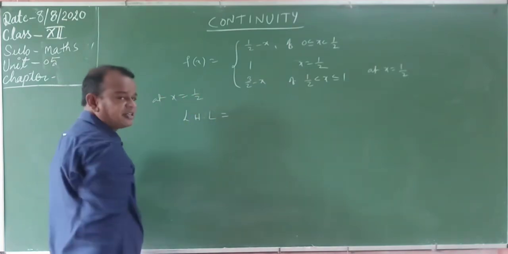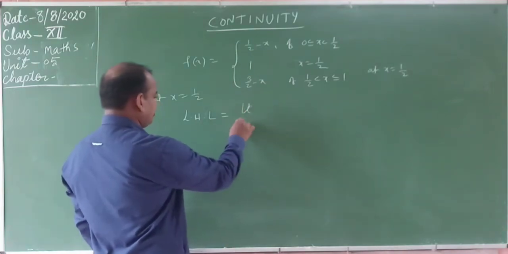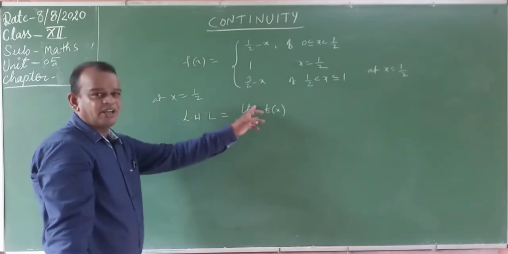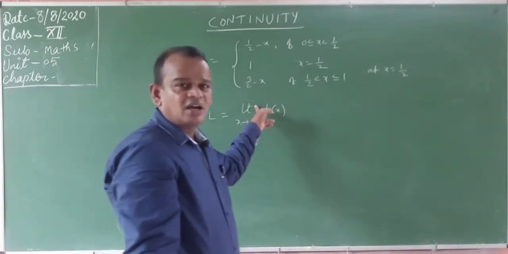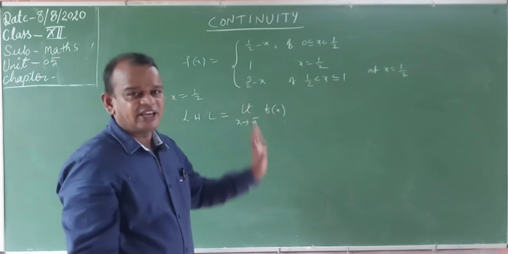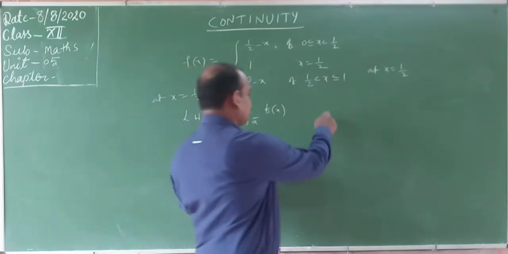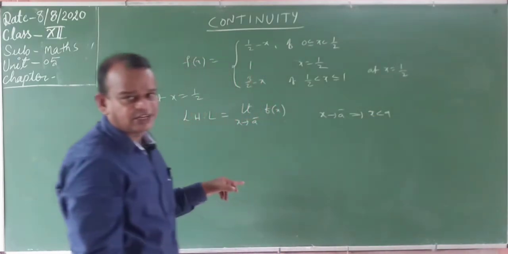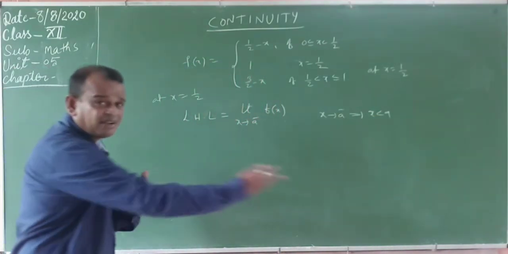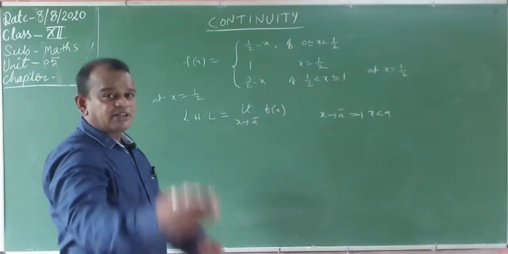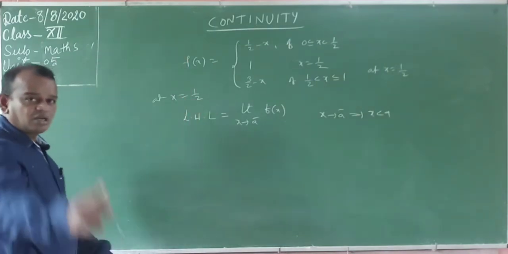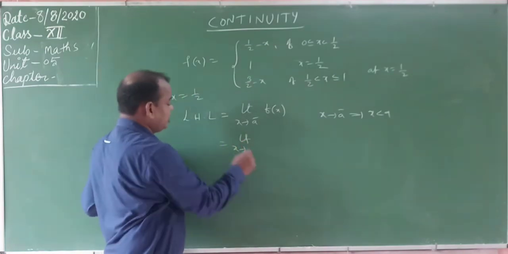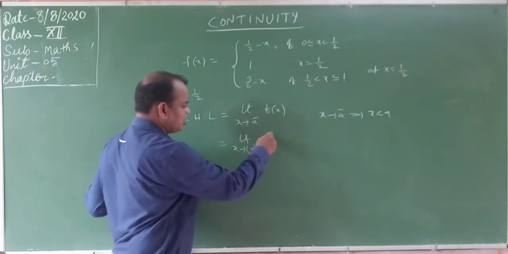LHL, the left hand limit. What is the formula of left hand limit? Limit x tends to a minus f of x. This a plus or a minus indicates which function we will take. A minus means x less than a. X tends to a minus means it approaches a from lesser values, negative side, left side. X tends to a plus means it approaches a from the right side. Understood? Now limit x tends to 1 by 2 minus f of x.